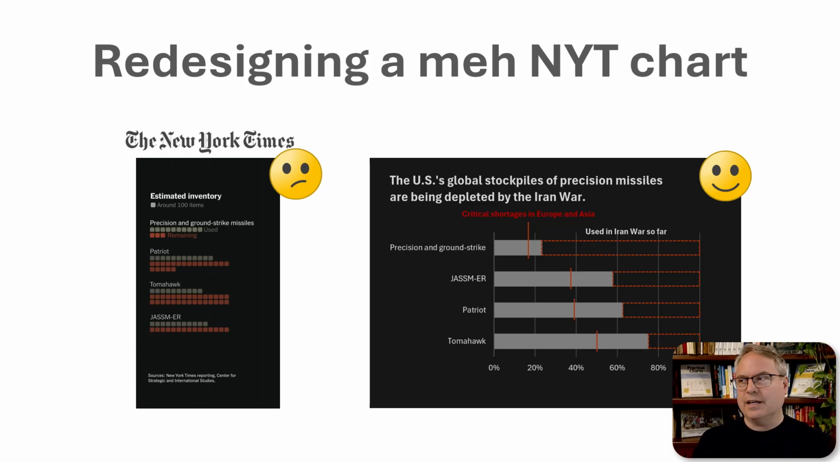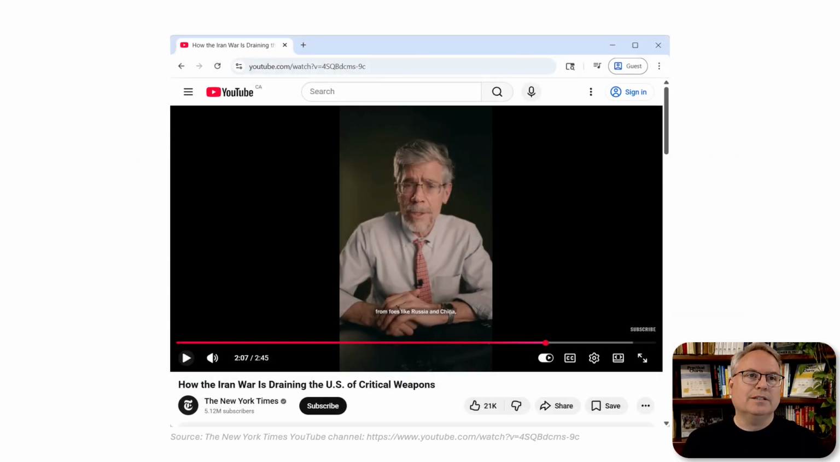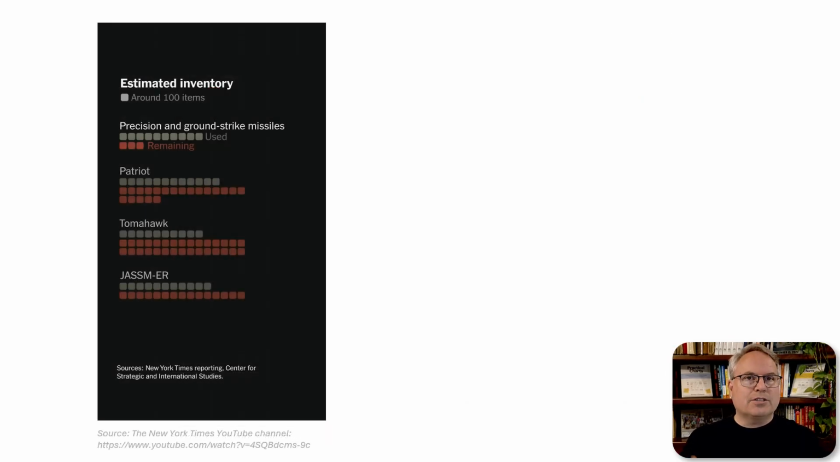I wanted to have a closer look at a chart that I stumbled across in a video from the New York Times. It was actually on their YouTube channel. The story was basically about the number of missiles that the US has used so far in the war in Iran. The chart we're looking at is from the video, where they show the number of missiles that remain in inventory, which are these red squares, and the number that have been used, in this unit chart, showing four different kinds of missiles, of course.